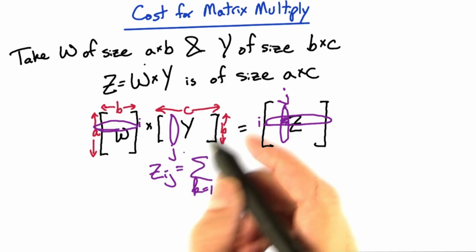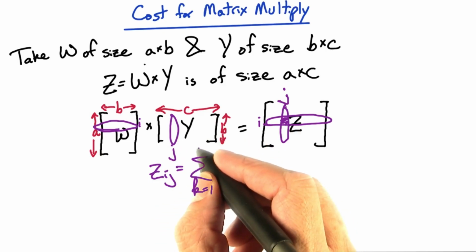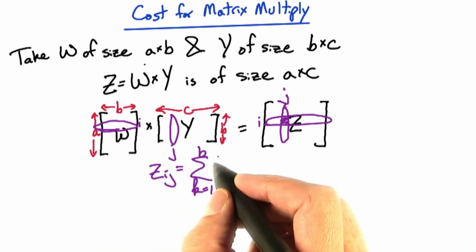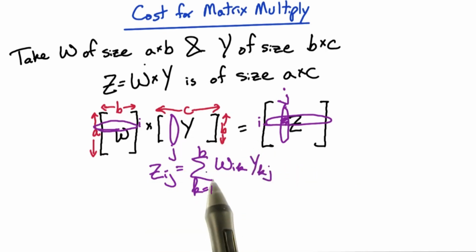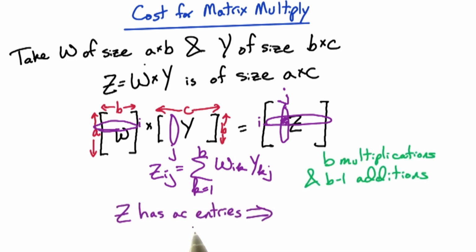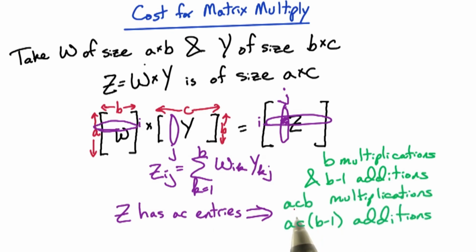So we move along the row and the column, K going from 1 to B, and we take the kth entry of this row times the kth entry of this column. We multiply those together, and then we take the sum of these B terms. So to compute this one entry Zij, it took us B multiplications and B minus 1 additions. Now Z has AC entries, so in total there will be ACB multiplications, and roughly the same number of additions. So we're going to say the cost of multiplying these matrices is ABC, since these two terms are about the same and multiplications take longer than additions. So this is the dominant factor.